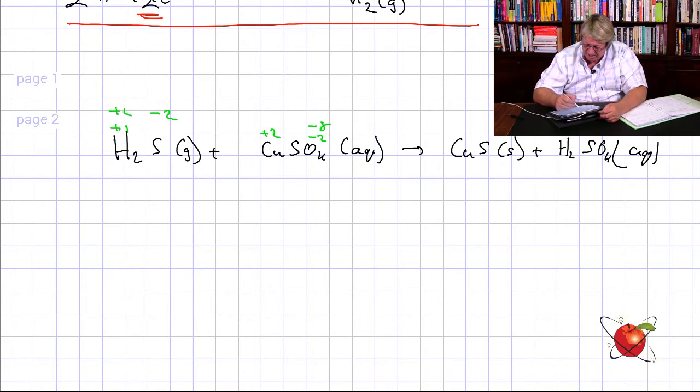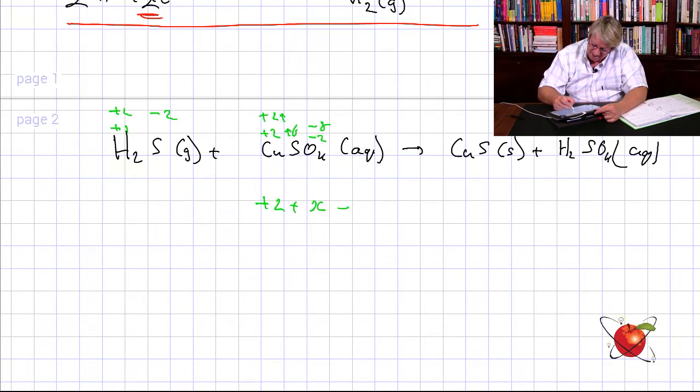So what is sulfur in this case? Sulfur in this case is going to be plus 6, isn't it? I hope you get that, because I've added plus 2, plus x, which is sulfur, minus 8 must be 0, because the sum must be equal to the overall charge, and this is not an ion, therefore the overall charge must be 0. So x is going to be equal to plus 6, which is the charge on sulfur.